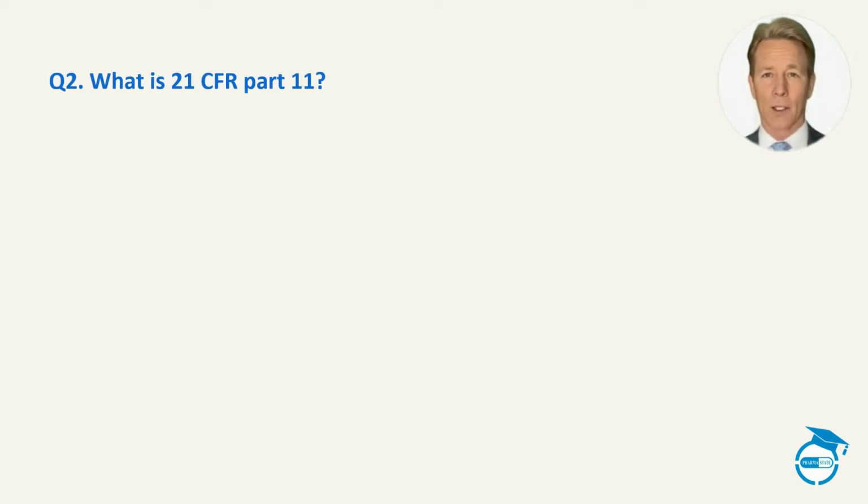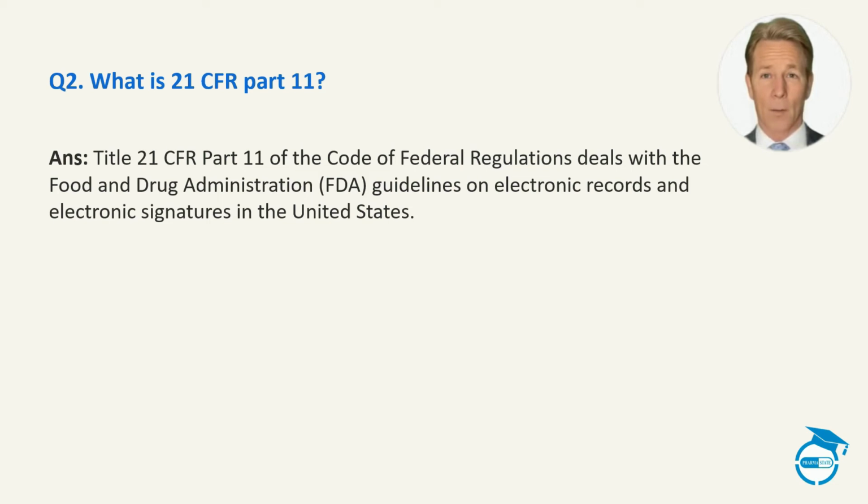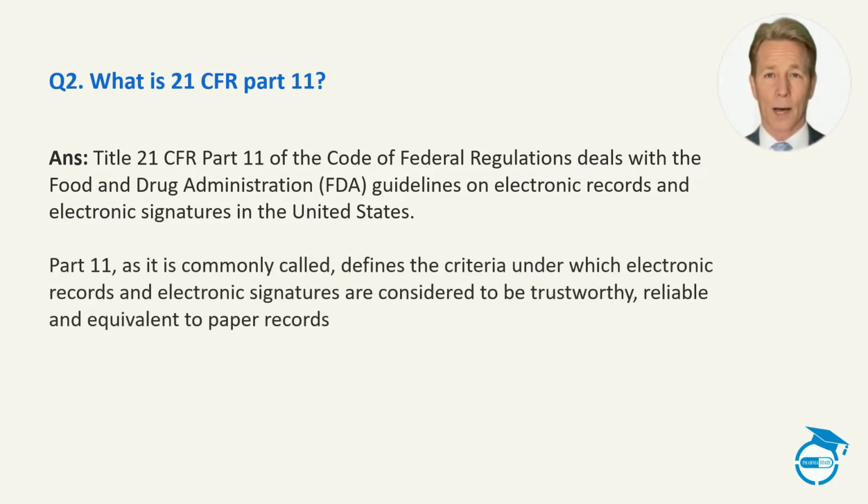What is 21 CFR Part 11? Title 21 CFR Part 11 of the Code of Federal Regulations deals with the Food and Drug Administration guidelines on electronic records and electronic signatures in the United States. Part 11, as it is commonly called, defines the criteria under which electronic records and electronic signatures are considered to be trustworthy, reliable and equivalent to paper records.